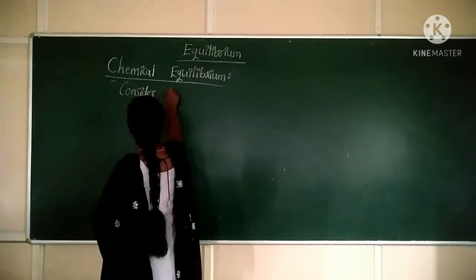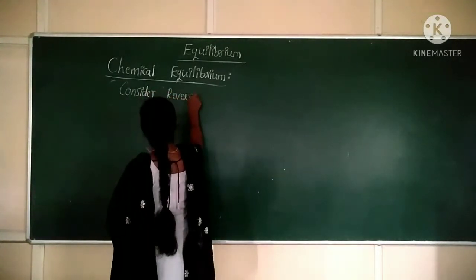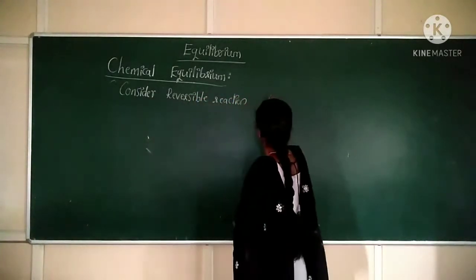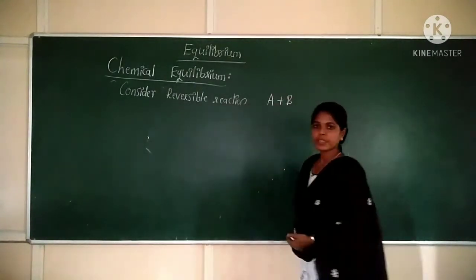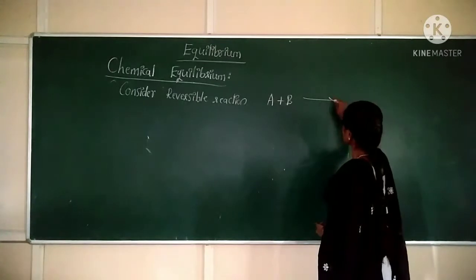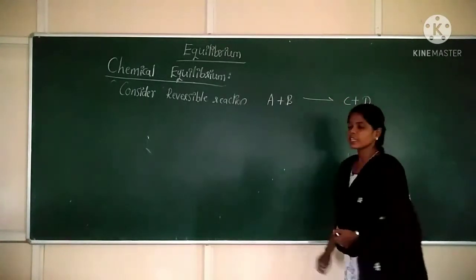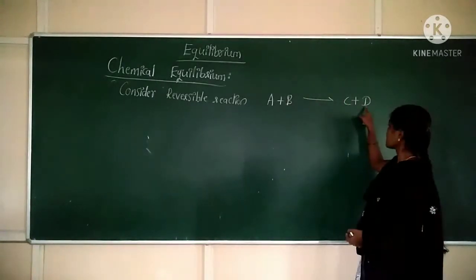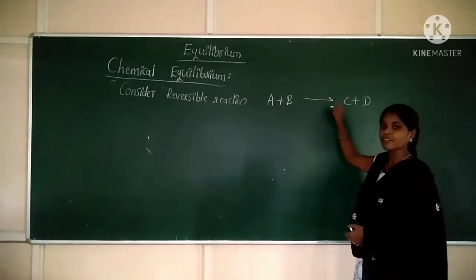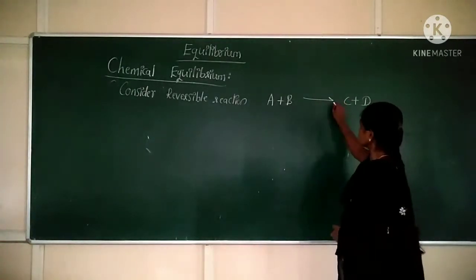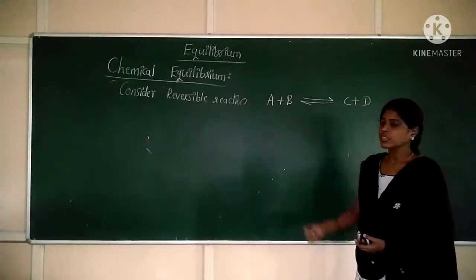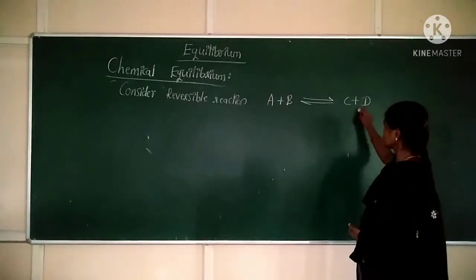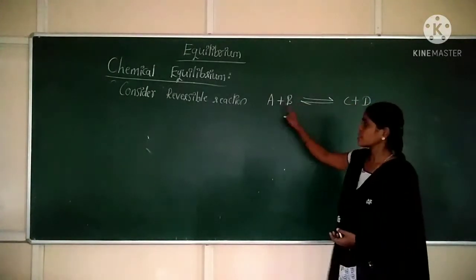Consider a reversible reaction. For example, A plus B react to form C plus D. Here A and B are the reactants, C and D are the products for the forward direction. Reversible reaction means the reaction proceeds in both directions, forward as well as backward. For the backward reaction, C and D are the reactants, A and B are the products.